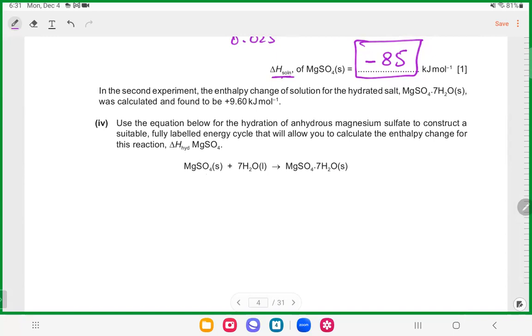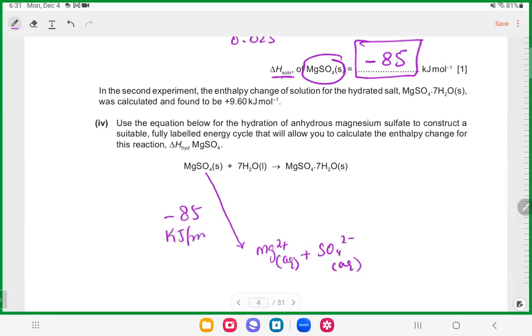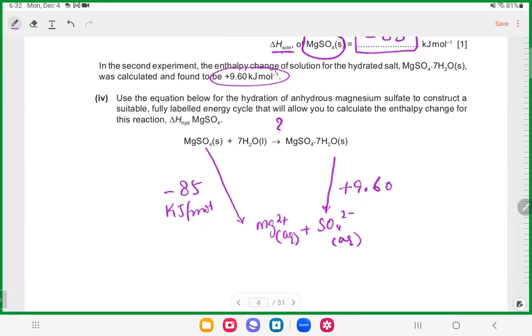जाएगा. देखिए, if I dissolve this one, which is an anhydrous salt, in excess of water, it will get dissolved, forming Mg aqueous plus SO4 2 minus aqueous, and this is called enthalpy change of solution of MgSO4. देखो टॉप पे हमने कैलकुलेट किया minus 85 kilojoules per mole. If I need this value, अच्छा, अगर मैं इसको वाटर में डिसॉल्व करूंगा तो ये भी यही आइंस देगा. ठीक है? And this is the value given is plus 9.060. Clear?